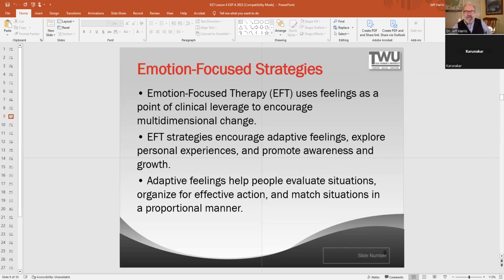So emotion-focused therapy uses feelings as a point of clinical leverage to encourage multidimensional change. So in lessons 2 and 3, we saw how cognitive therapy uses thoughts and beliefs as a leverage for change. Now we're looking at emotion-focused therapy as using emotions or feelings as a point of clinical leverage. Emotion-focused strategies encourage adaptive feelings, explore personal experiences, and promote awareness and growth. So adaptive feelings help people evaluate situations, organize for effective action, and match situations in a proportional manner.